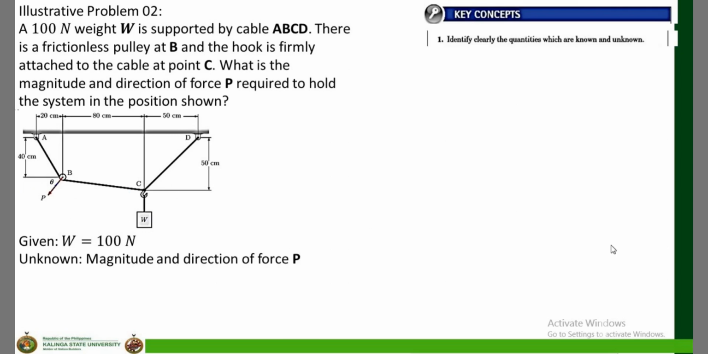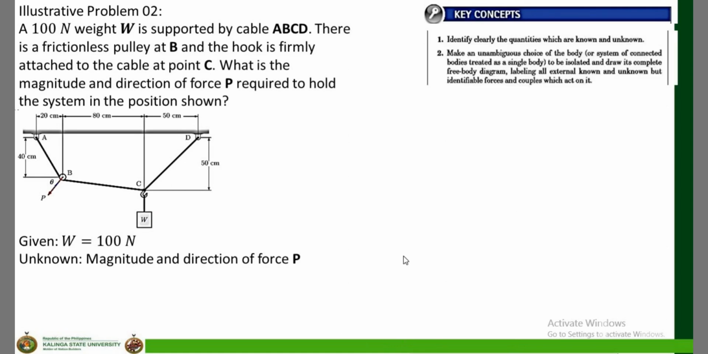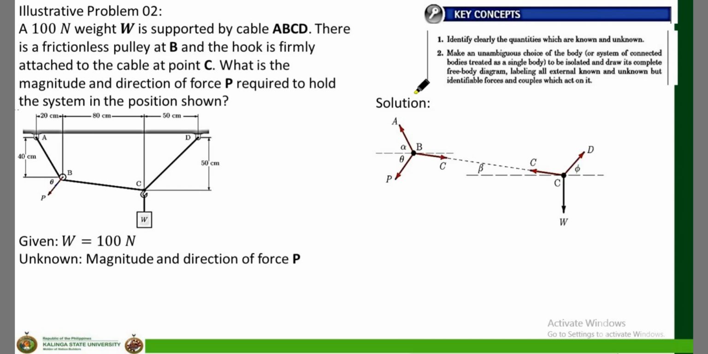Again, first, you have to identify clearly the quantities which are known and unknown. Second step: make an unambiguous choice of the body to be isolated and draw its complete free body diagram. If I draw the free body diagram of this system, it will look like this, here at point B. Again, be careful in drawing your free body diagram. You have to show all the possible forces acting on that certain object.